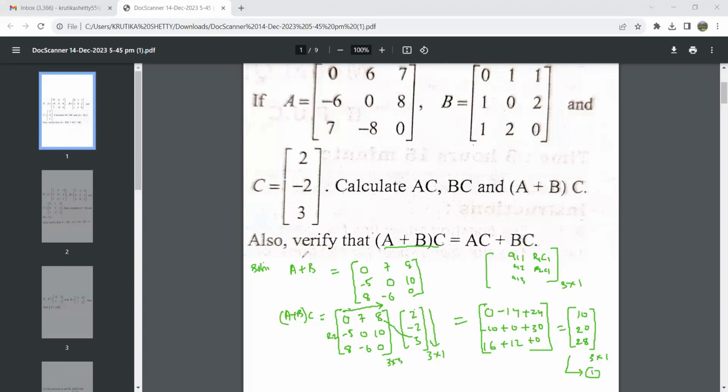AC plus BC. Okay, all have completed: 10, 20 and 28. Just take a screenshot or make a note of this. So A plus B into C we have completed. Next, just put a yes over there in the group. We have noted it down.